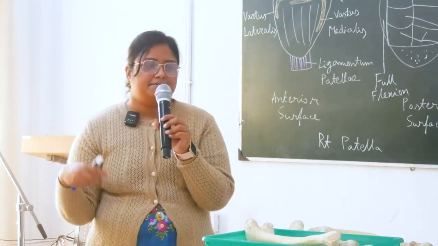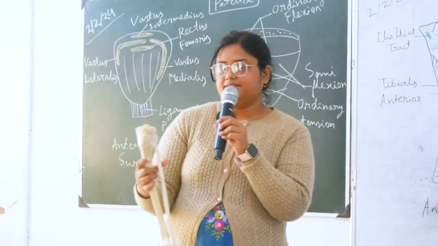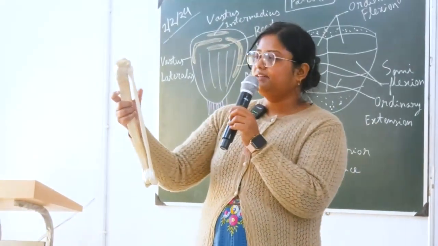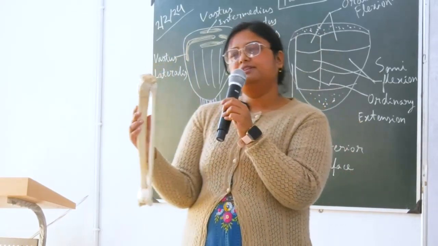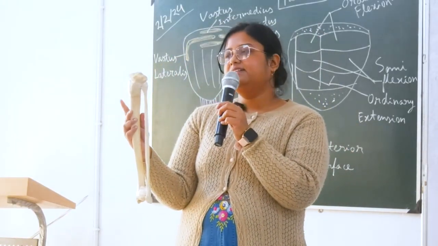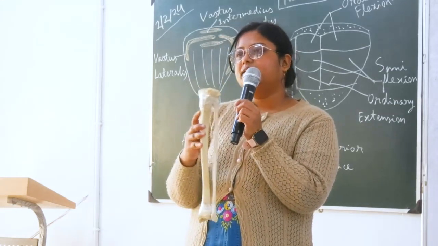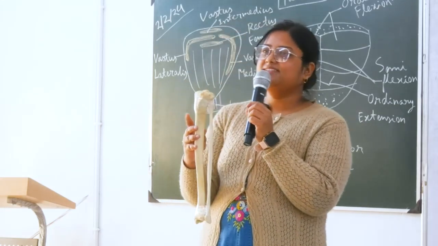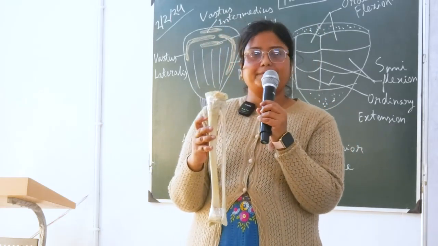Okay, so patella is done. Now we will go to the tibia. See, this is the articulation between the tibia and the fibula. The two bones of the leg are the tibia and fibula. Tibia is on the medial side, and fibula is the lateral bone.